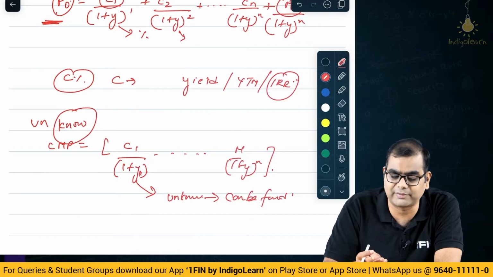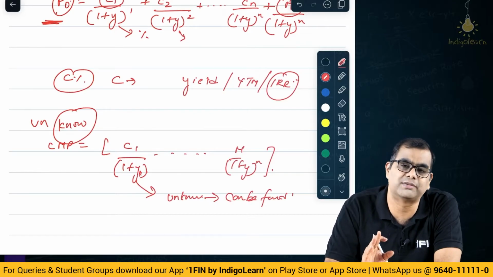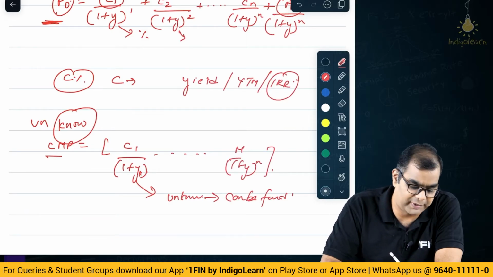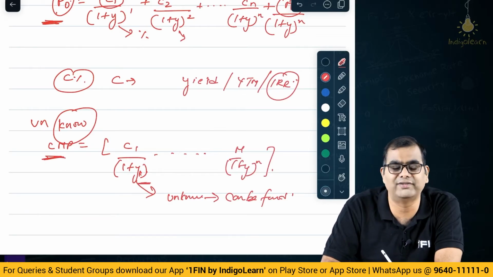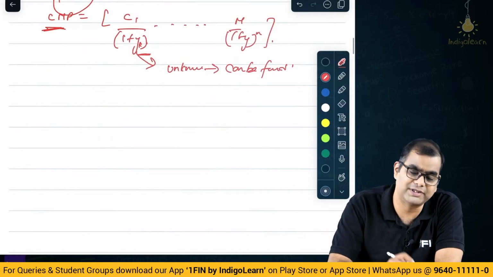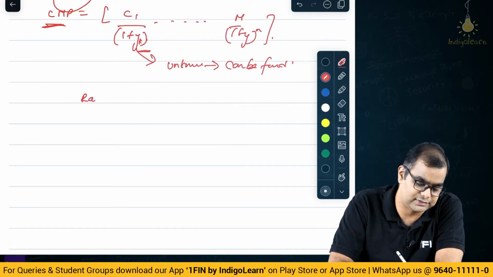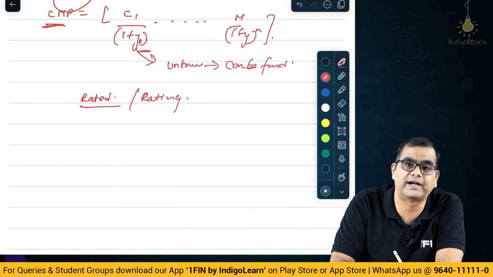You don't know the current market price, you don't know the yield, you just know that there is a bond which has some coupons. How will you find out the price of the bond? For finding out the price of the bond, you need to have the yield. How will you get the yield? So what generally happens in the market is, you have bonds that are rated. Every bond has a rating. This is basically credit rating.